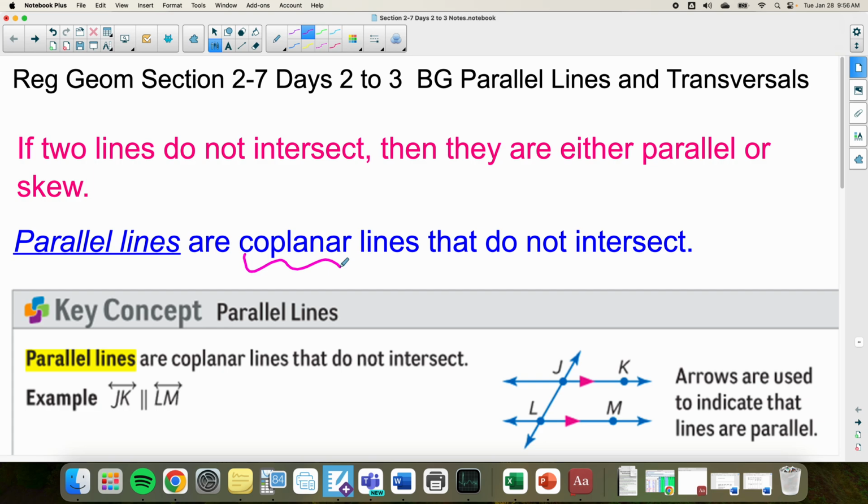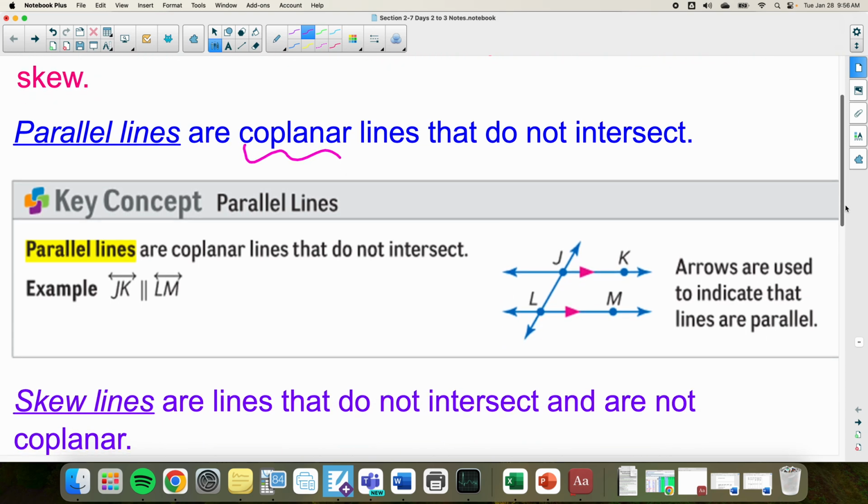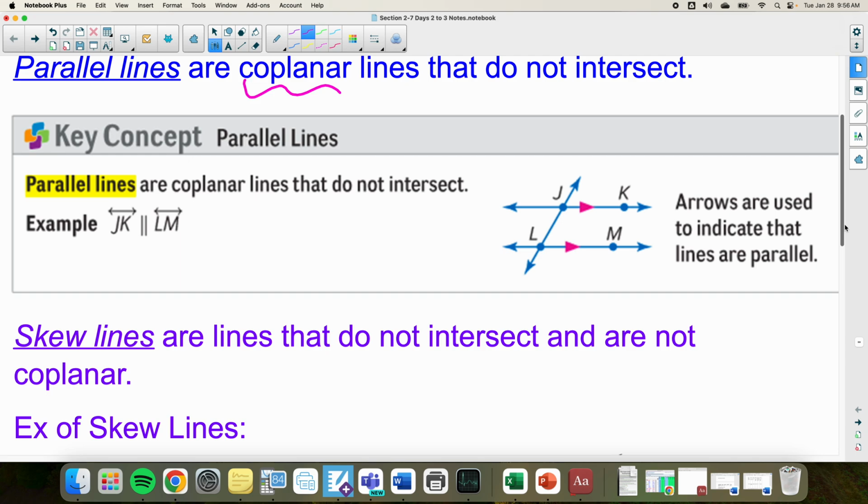Now, one of the things we have to talk about is how we show that lines are parallel, okay? One of the ways that you can show that lines are parallel is by drawing a sideways triangle on each of the lines. That means that they're parallel. If it's in color, they're usually hot pink, okay?